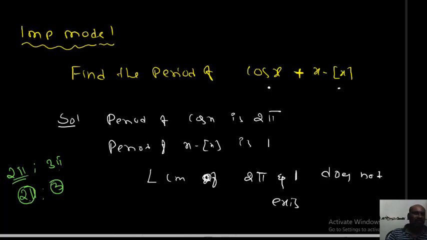Rational you can find LCM. Irrational you can find LCM. But you can't find the LCM of irrational and rational. So what is the meaning of that? The LCM of 2 pi and 1 does not exist, which means the given function is not a periodic function. If the period does not exist, the given function is not periodic. I will write that. Therefore, the given function is not periodic. That's why this is an important model.